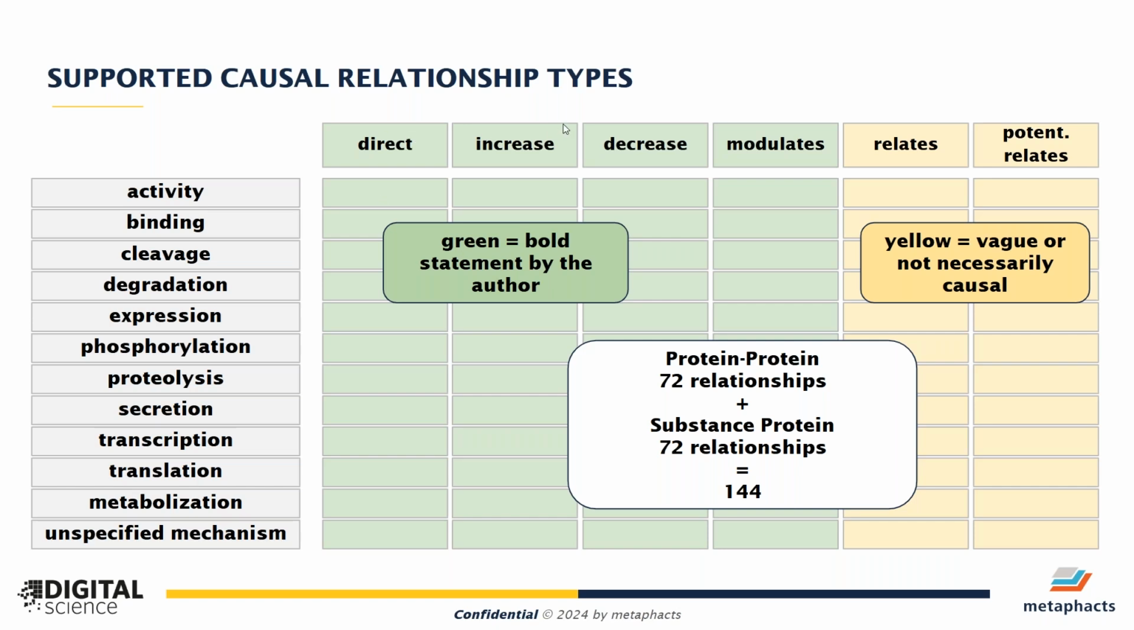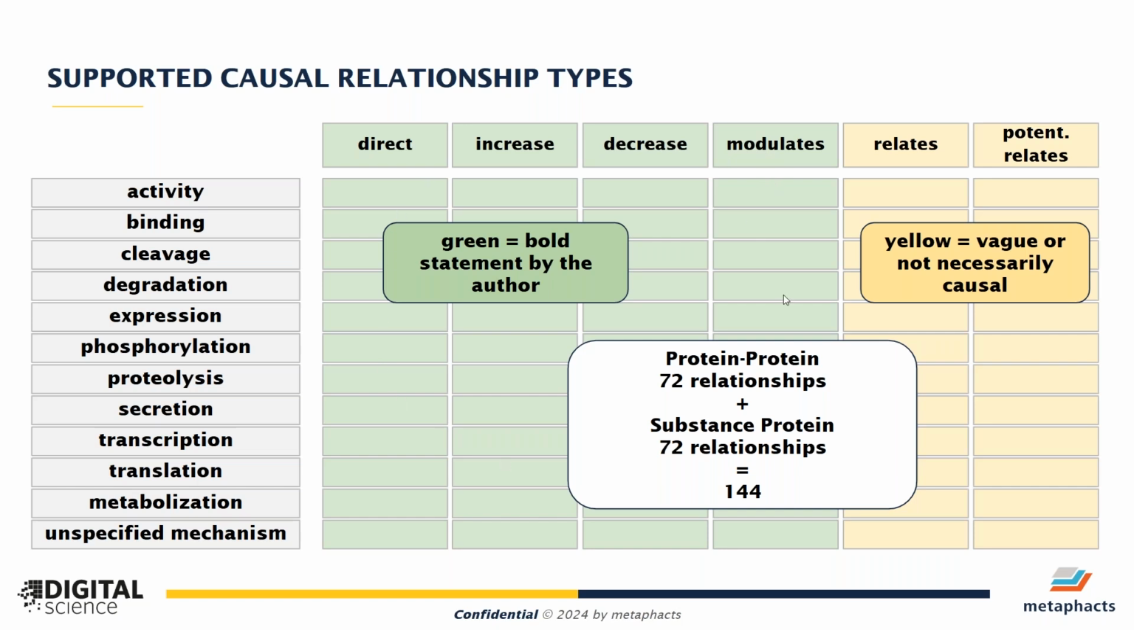The causal relationships that we have taught the system goes along in total 11 biological processes that we have then, let's say, categorized into 6 different relationship types. Direct relation means, for example, protein A binds to protein B, or activity is increased. A increases, activity of B decreases B. Modulates when it's not so clear what it does from the text.